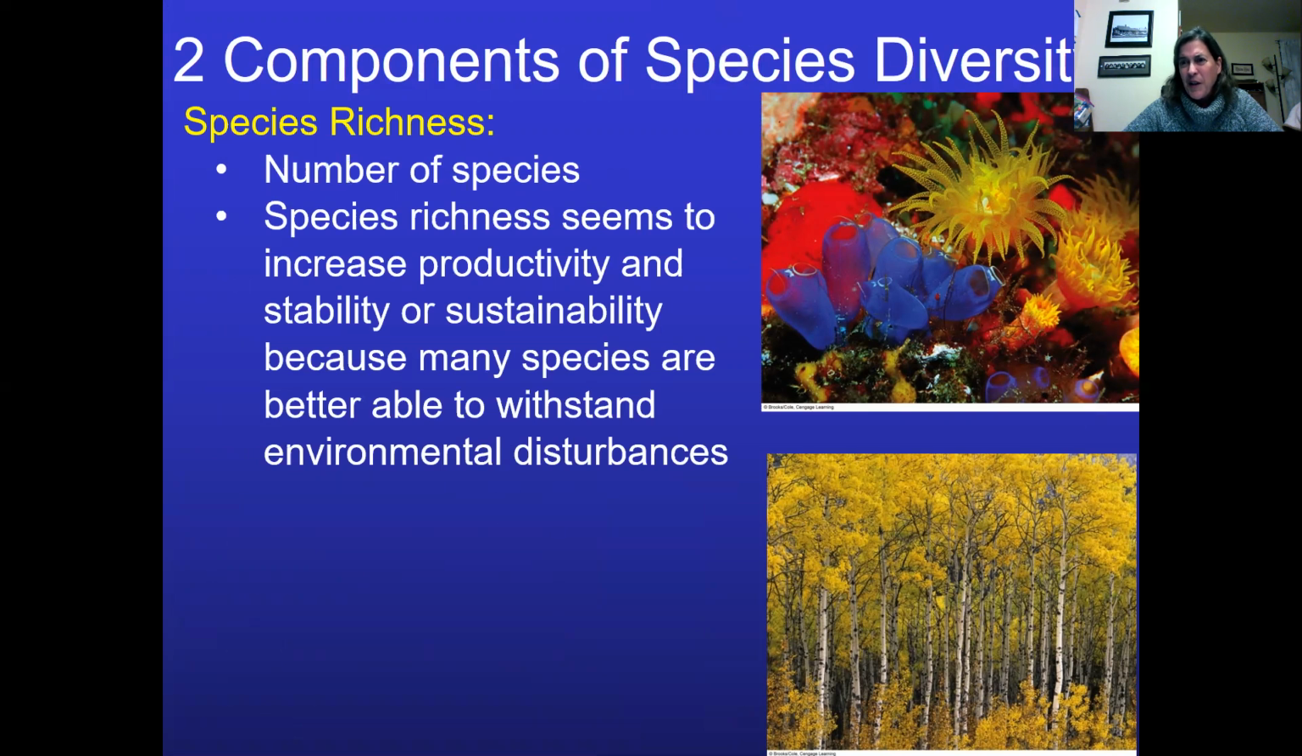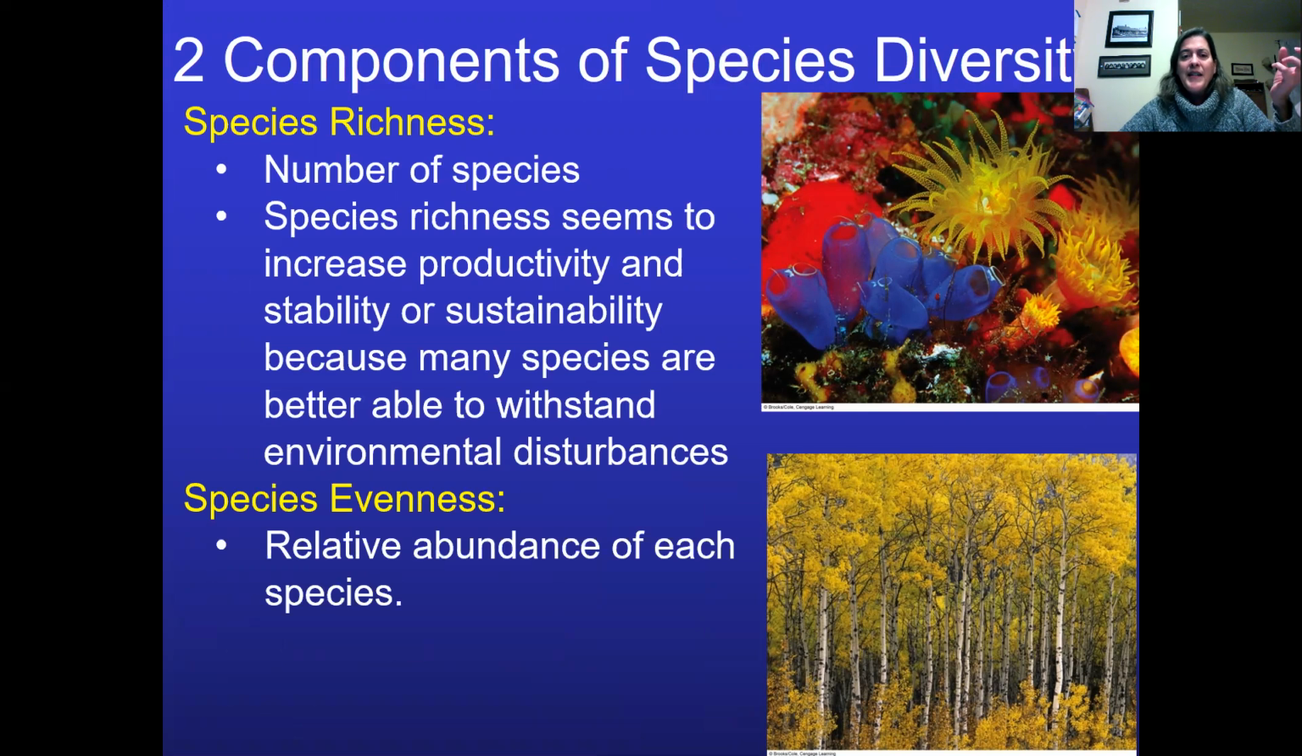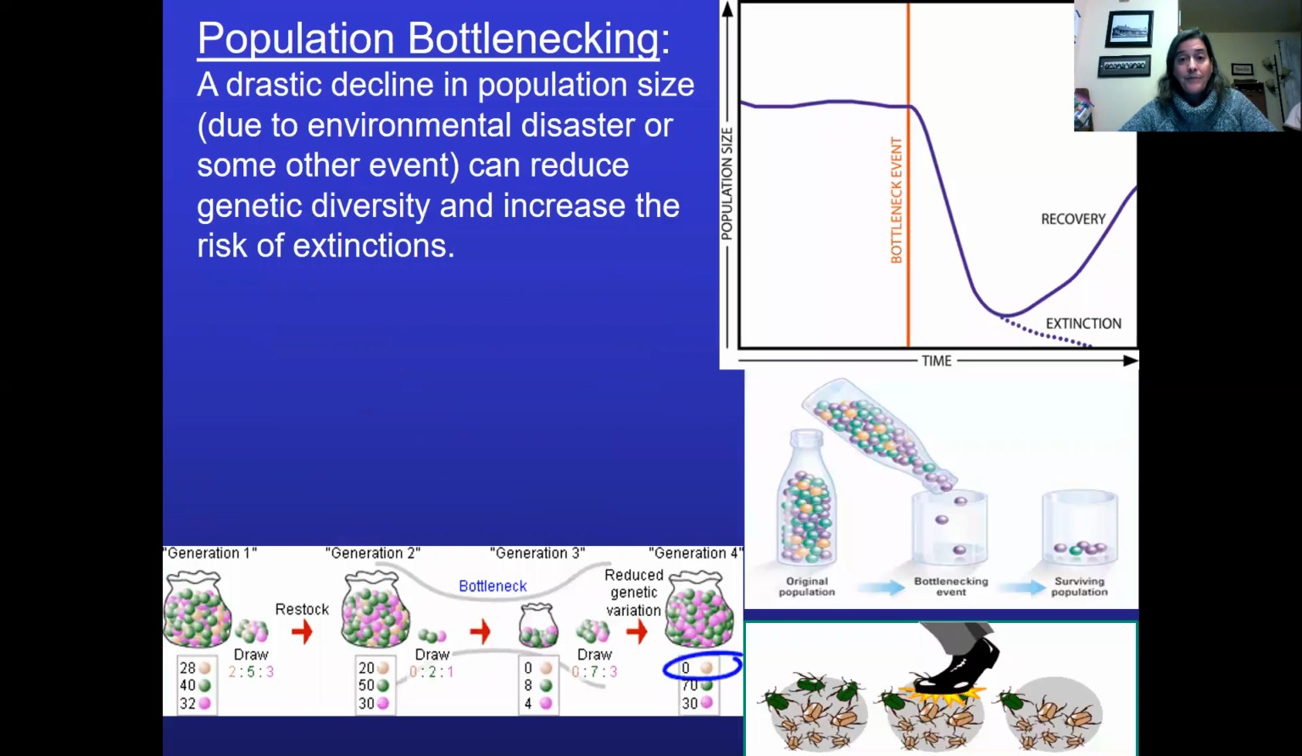The first one is called species richness. The second component is called species evenness, and that's the relative abundance of each of those different species. Say you have those 20 species in an area. If 95% of all the living things you find in that area are one species and the other 19 species are not that prevalent, you're going to be less diverse than if you had equal distributions of each of those types of species.